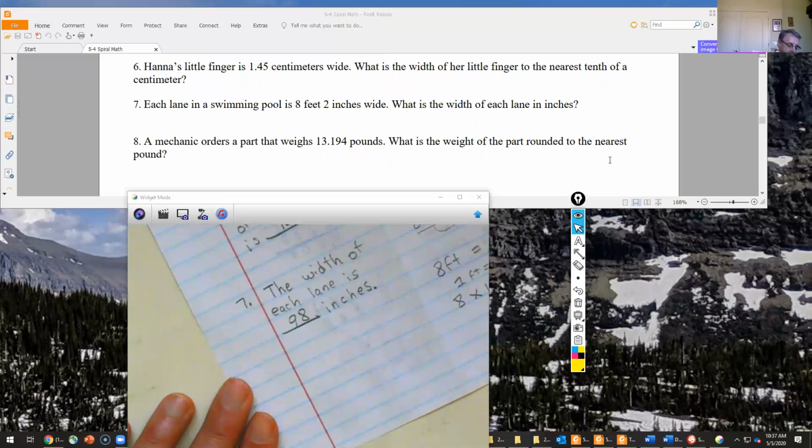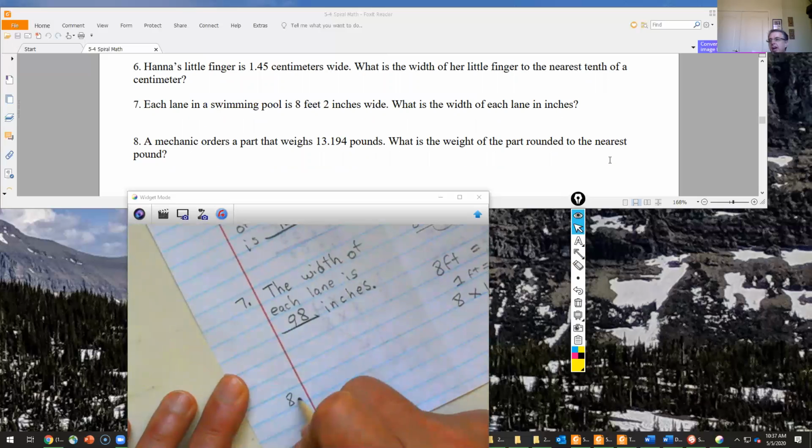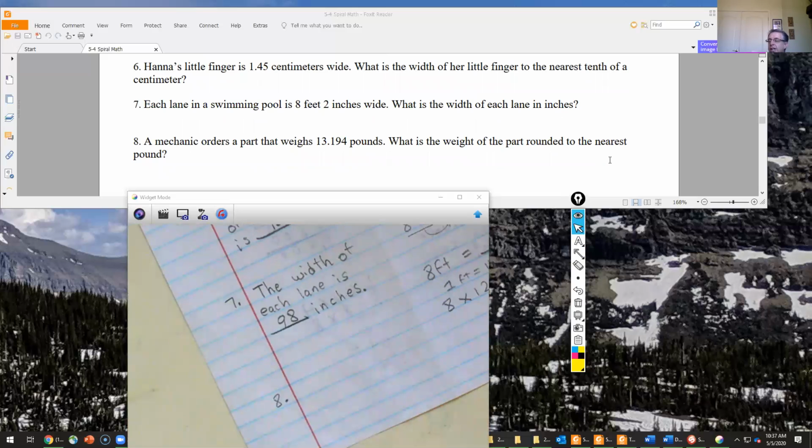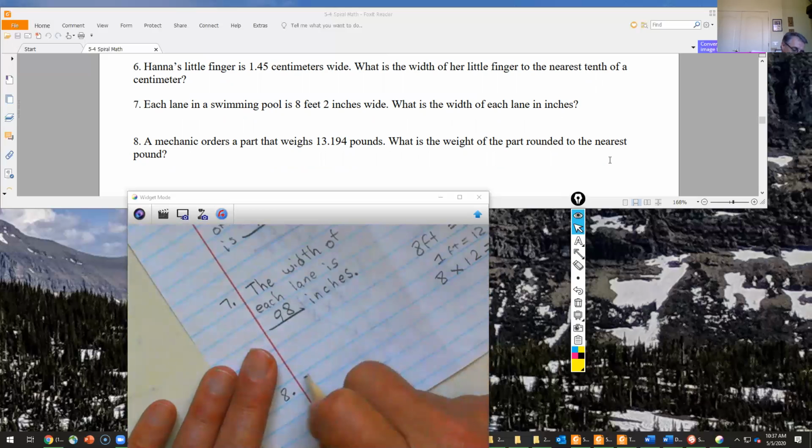And we're going to be doing some more rounding. A mechanic orders a part that weighs 13 and 194 thousandths pounds. What is the weight of the part rounded to the nearest pound? So I'll write an answer sentence.